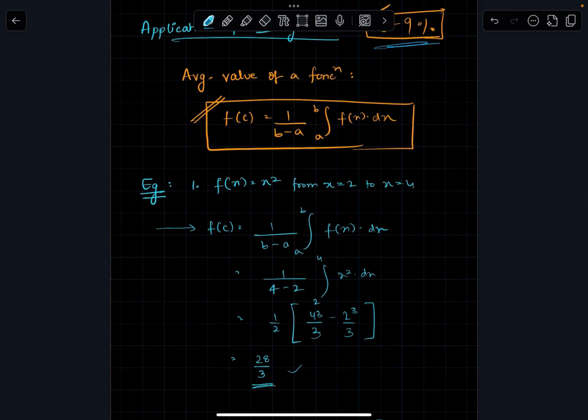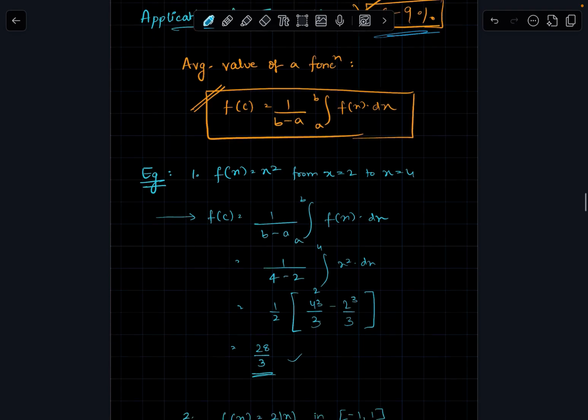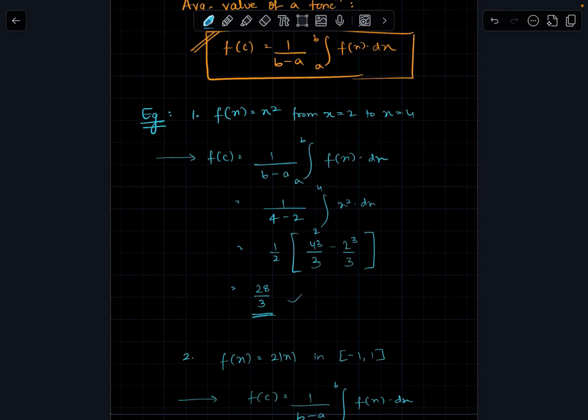Okay, so let's talk about the average value of a function. The formula for the average value of a function over the interval a to b is f of c is equal to 1 upon b minus a, the integral of f of x with respect to dx with limits a to b. Right, so let's see how this works with some examples.